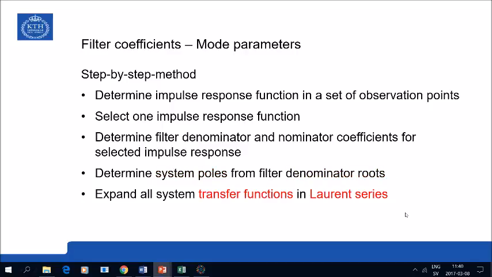And given the system poles, we expand all the transfer functions in the Laurent series. And from the Laurent series, we get the mode's residues, from which we can determine the system's mode shapes. And that's all. Now we have completed our mission.